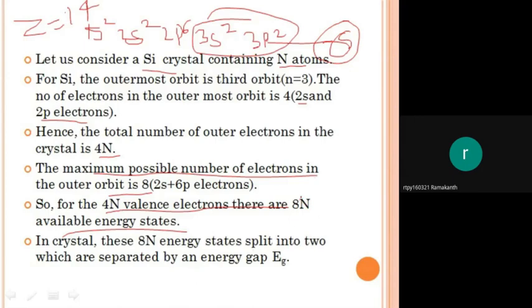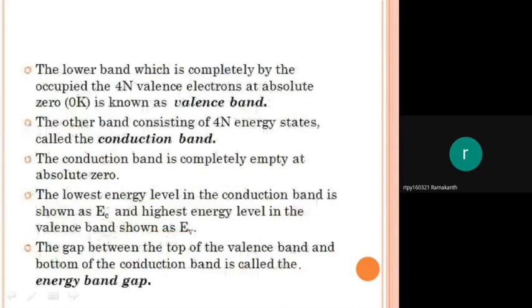Now these 8N energy states are split into two parts, separated by some gap that is called the energy gap. The lower band, which is completely occupied by 4N electrons, is known as the valency band. The other band above the valency band is known as the conduction band.